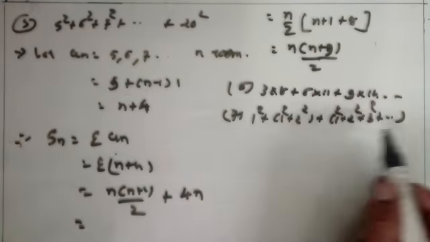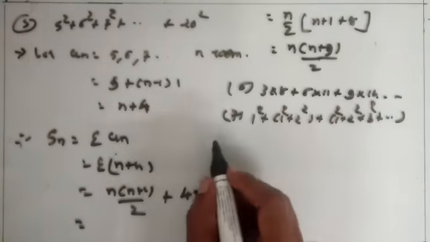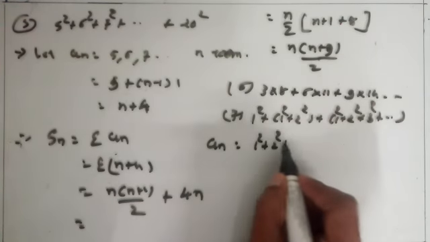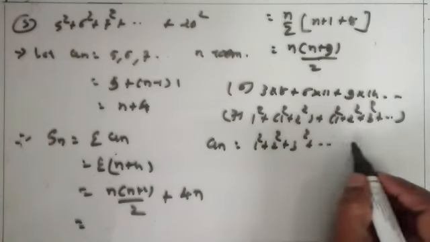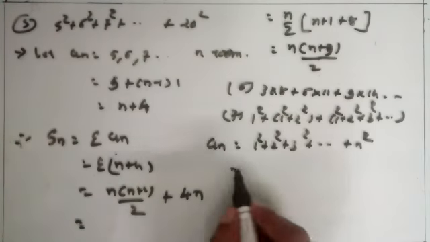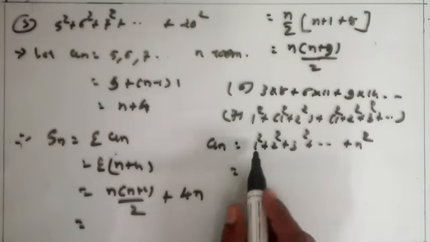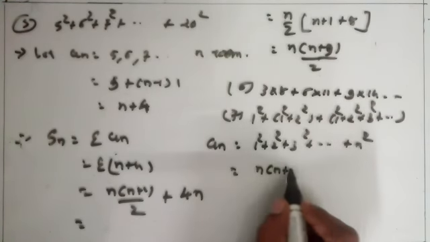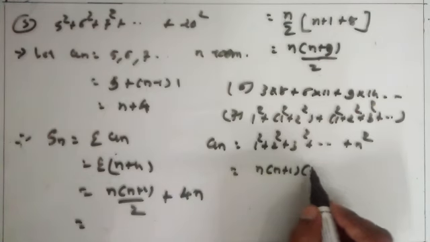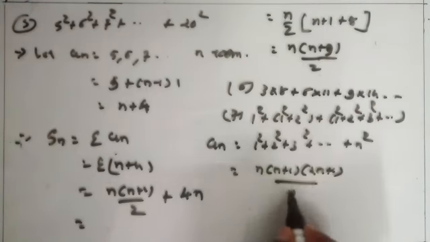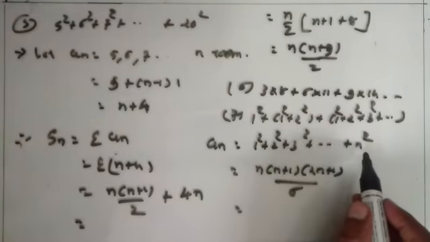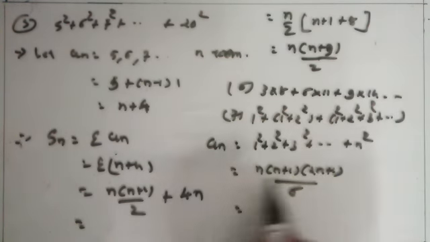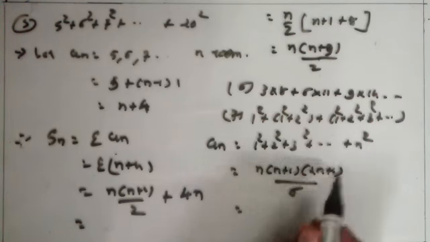In this case, first find the nth term. Here an is equal to 1 square plus 2 square plus 3 square plus up to plus n square. So the sum of n terms is equal to, we know that, n into n plus 1 into 2n plus 1 by 6, sigma n square. We know that 1 square, 2 square, 3 square up to n square is equal to sigma n square, and sigma n square is equal to n into n plus 1 into 2n plus 1 by 6.